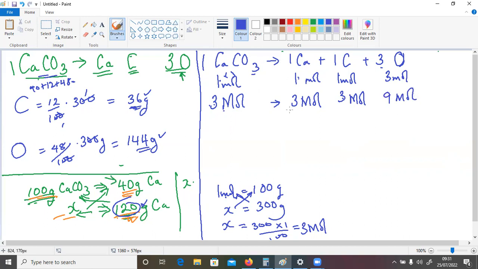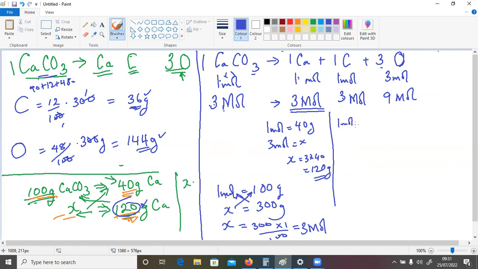So what is the mass of calcium that will be produced? I know that 1 mole of calcium is equal to 40 grams. What about 3 moles of calcium? X will be equal to 3 times 40, which is 120 grams. Okay, I come here.